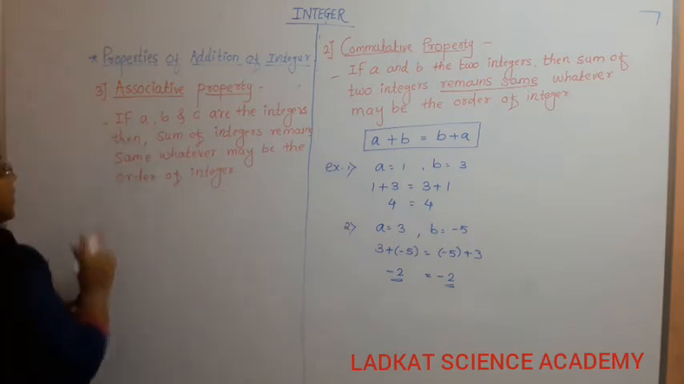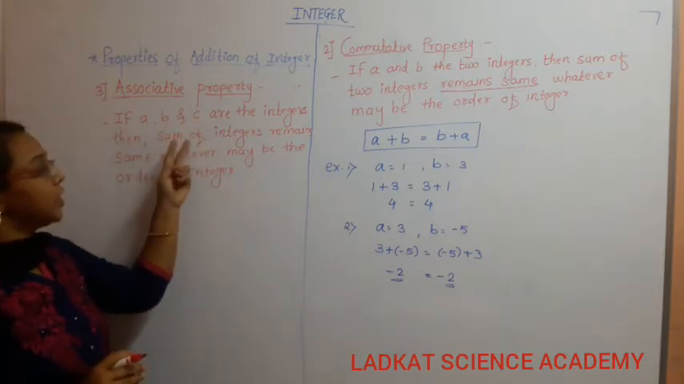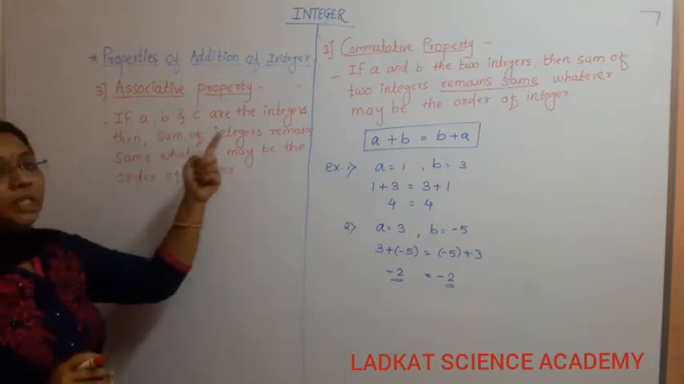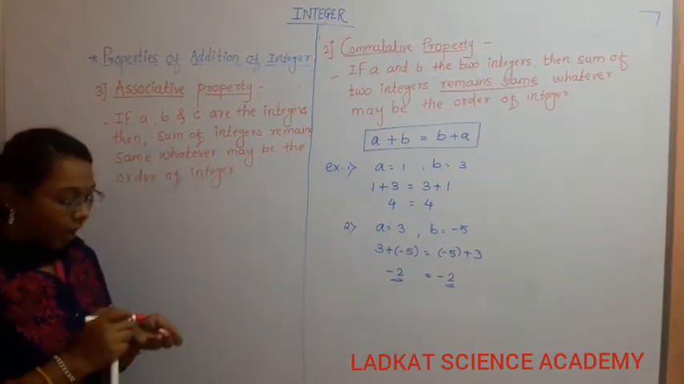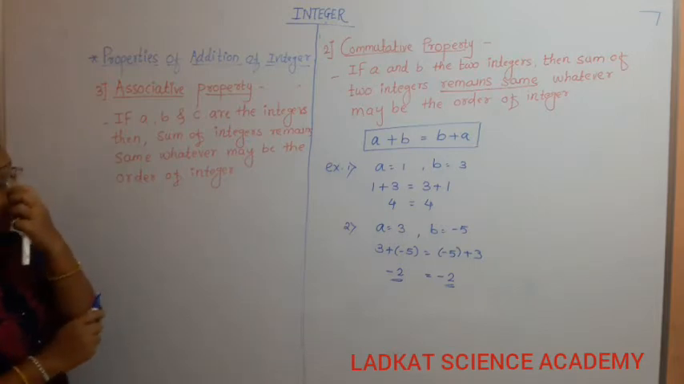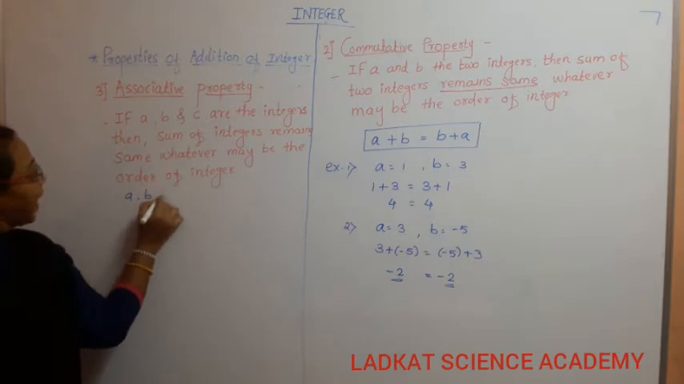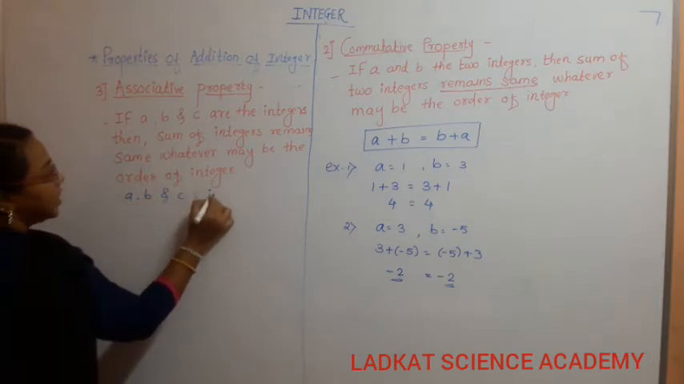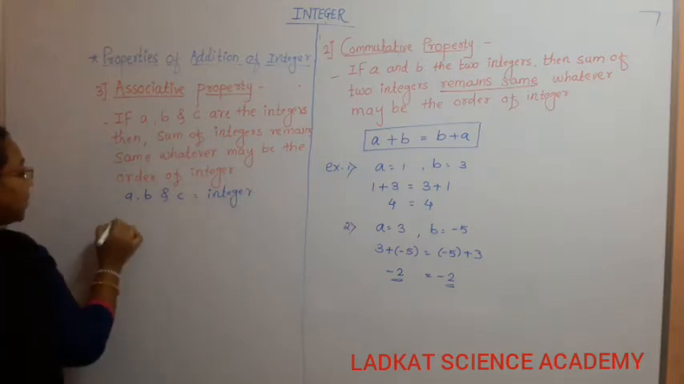So we will see the statement. If A, B, C are three integers, then the addition of these three integers remains the same whatever may be the order of the integers. We will see the general formula for the associative property. Suppose A, B and C are the integers. Then what is our first order? Suppose A plus B plus C.